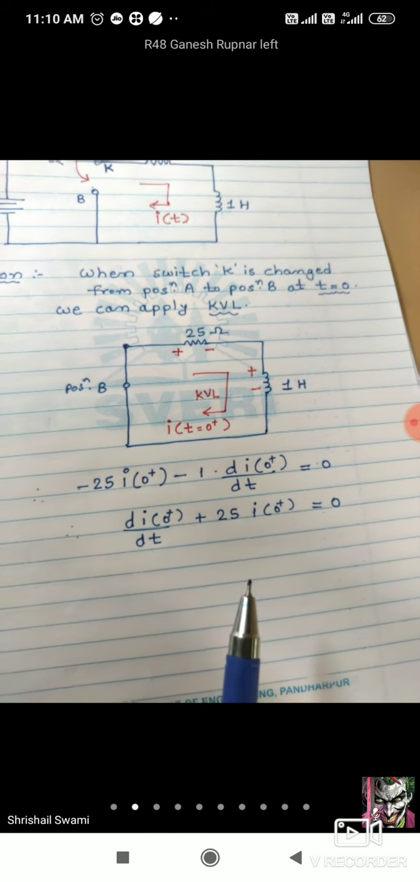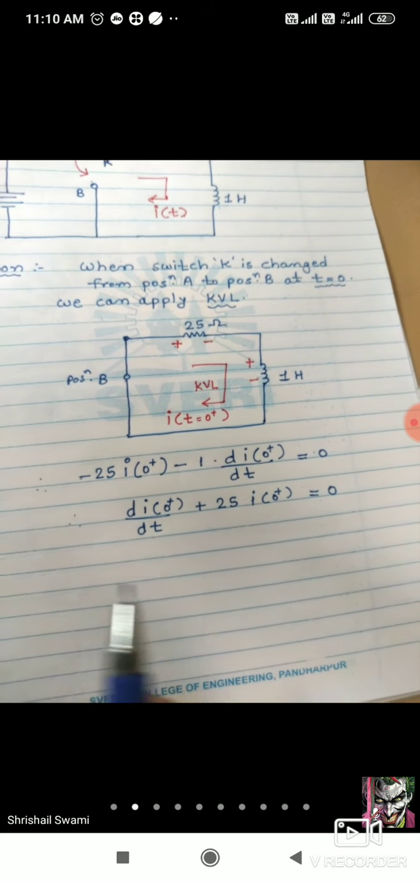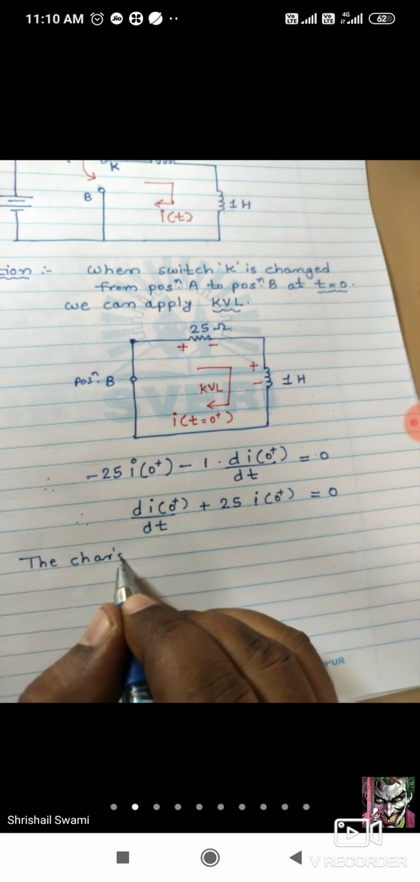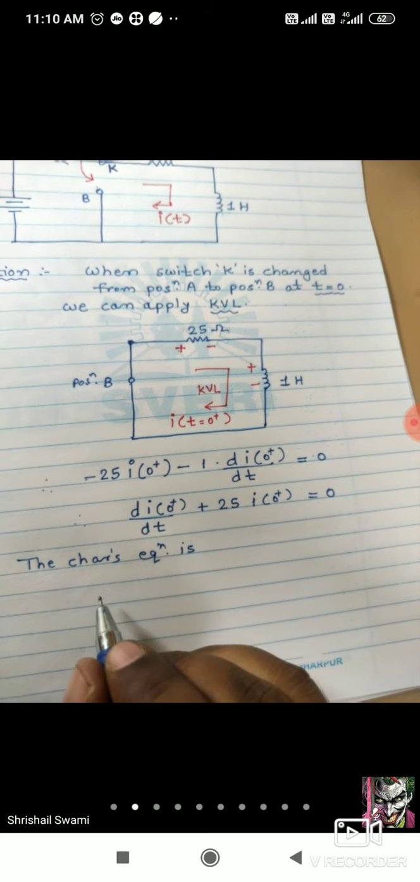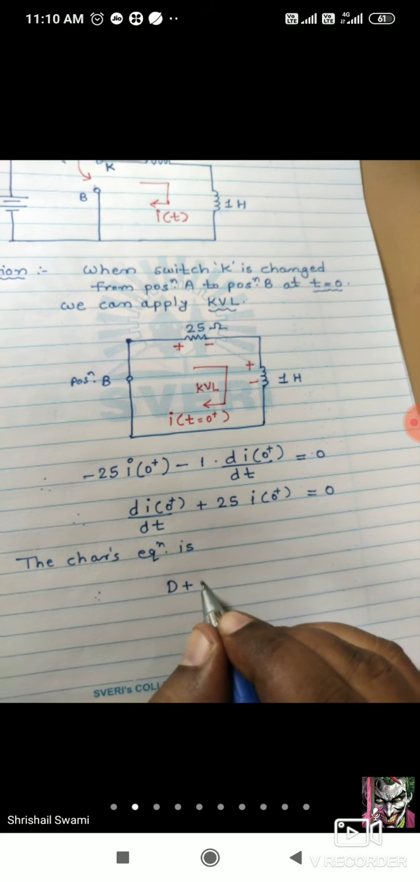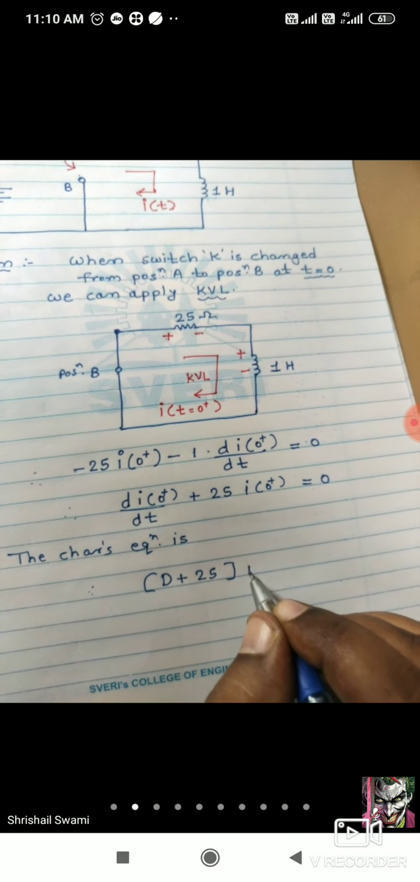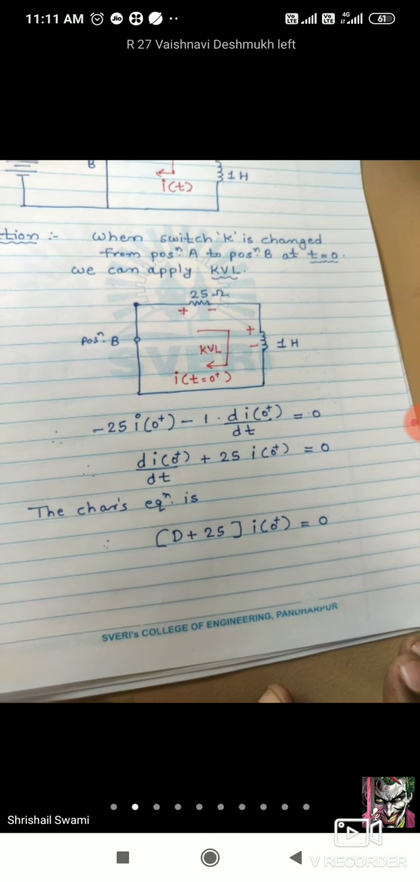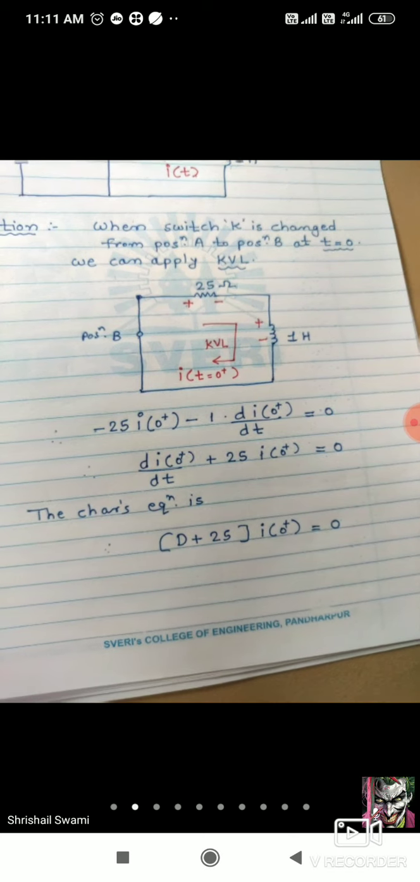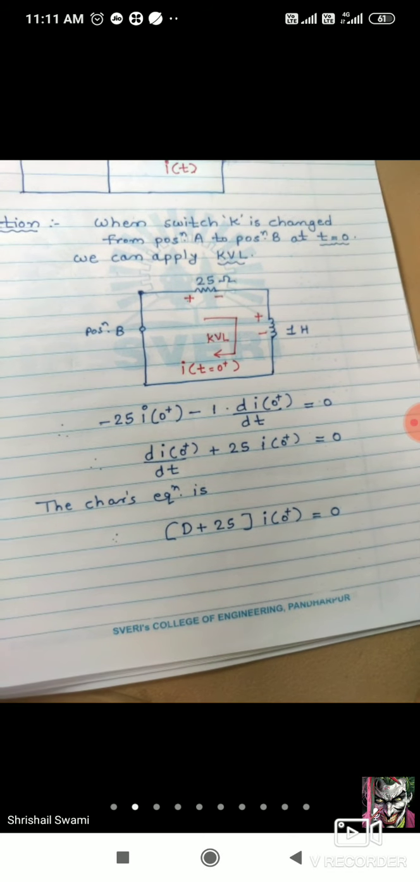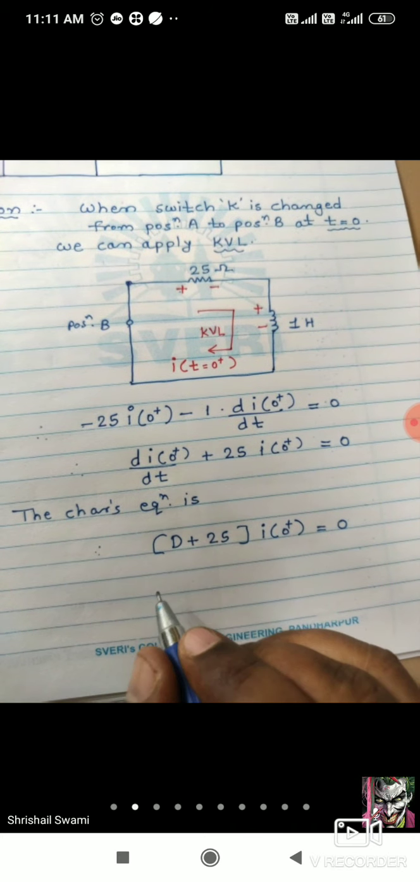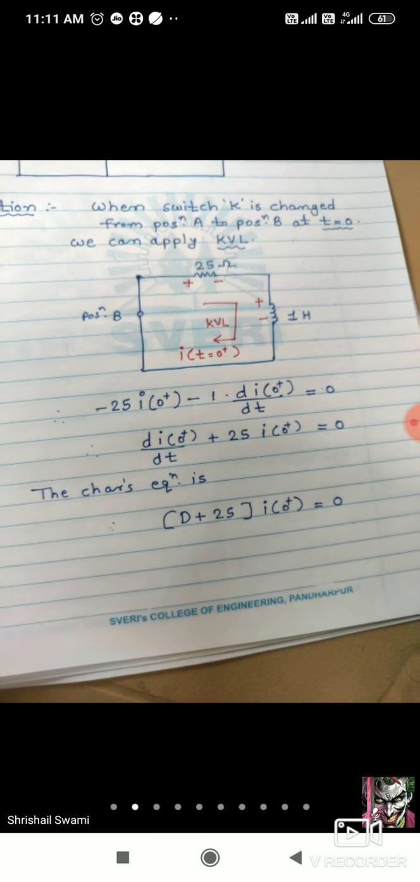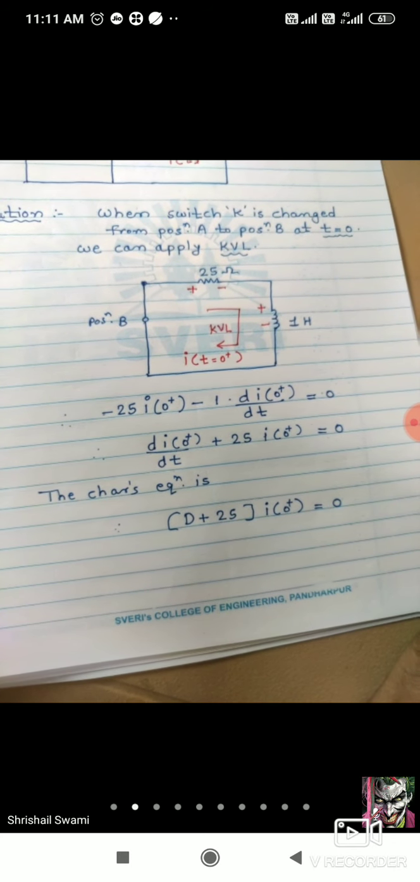Since we took minus common and the coefficient here is already 1, nothing else needs to be done. So the characteristic equation is D plus 25 in bracket I of 0 plus is equal to 0. Okay, so what will be the roots? If you separate the characteristic equation, D is equal to minus 25. What will be the roots?